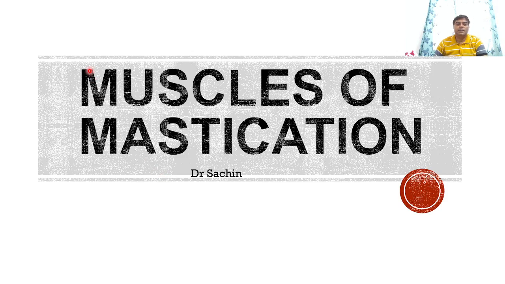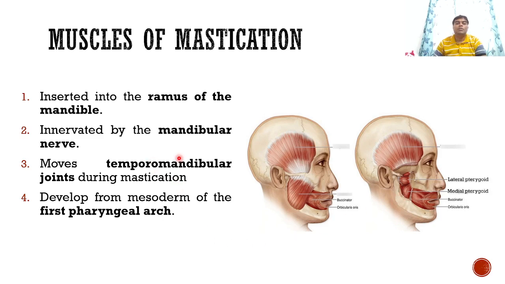Let us discuss today about the muscles of mastication. Muscles of mastication are the muscles which are present in and around the infratemporal fossa. They are inserted onto the ramus of the mandible. They are all innervated by the mandibular nerve. The main function of these muscles is to move the temporomandibular joint during mastication.